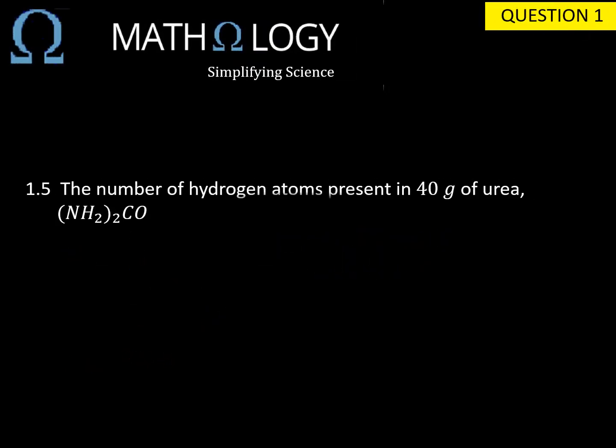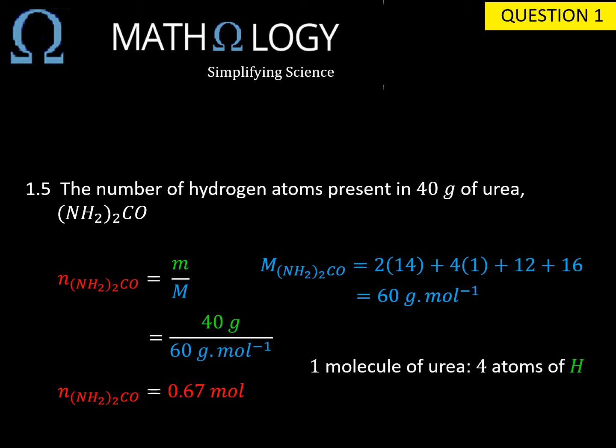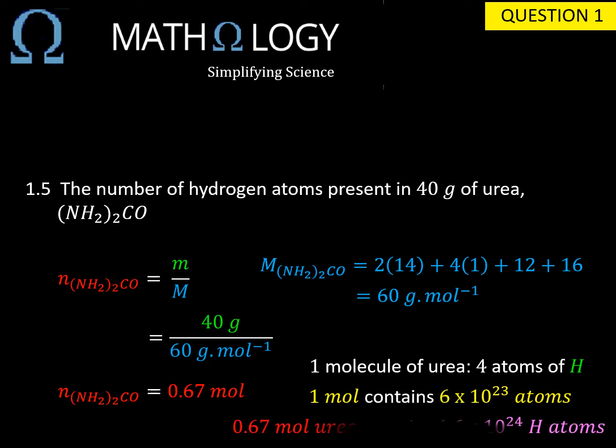Calculate the number of hydrogen atoms present in 40 grams of urea. The molar mass of urea is 60 grams per mole, so there are 0.67 moles in 40 grams of urea. 1 molecule of urea contains 4 hydrogen atoms, and 1 mole contains 6 times 10 to the 23 atoms. So 0.67 moles of urea contains 0.67 times 4 times 6 times 10 to the 23 atoms of hydrogen, which equals 1.6 times 10 to the 24 hydrogen atoms.